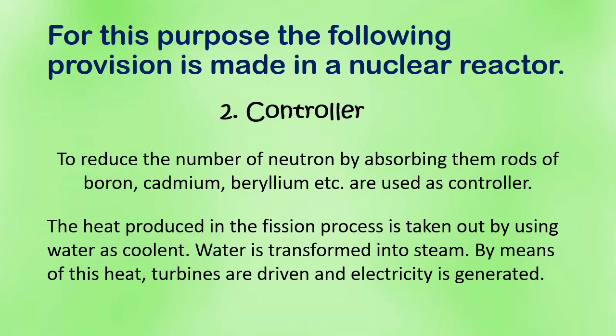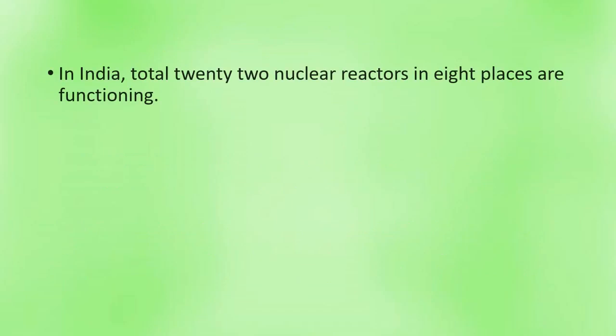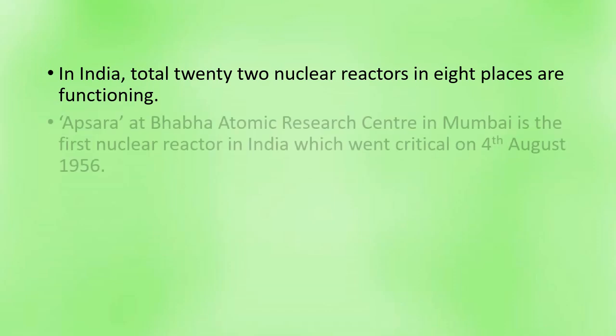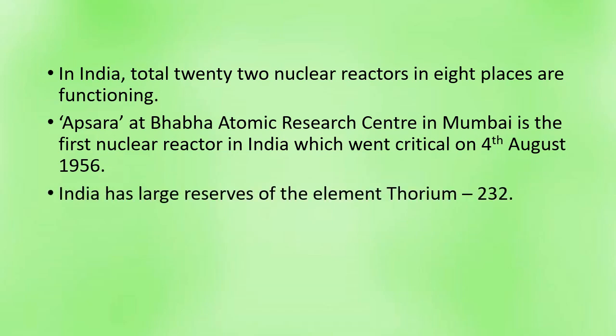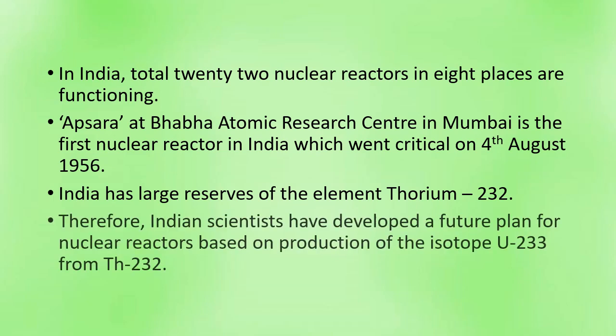Water is transformed into steam. By means of this steam, turbines are driven and electricity is generated. In India, a total of 22 nuclear reactors in 8 places are functioning. Apsara at Bhabha Atomic Research Centre in Mumbai is the first nuclear reactor in India which went critical on 4th August 1956. India has large reserves of the element thorium-232. Therefore, Indian scientists have developed a future plan for nuclear reactors based on production of the isotope U-233 from thorium-232.